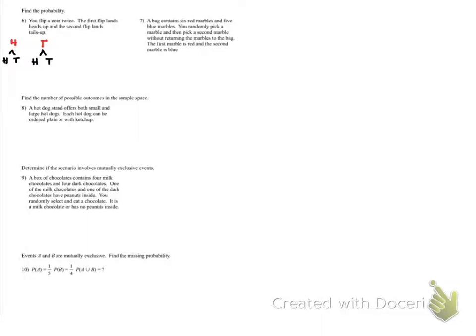If we're looking at our sample space, we have heads, heads; heads, tails; tails, heads; and tails, tails. The first flip lands heads up, so we want our first flip to be heads up, so we're looking at these two. And the second flip lands tails up, so we want heads, then tails, and the only one that gives us that is this here. So that is a 1 out of 4 chance, or 25%.